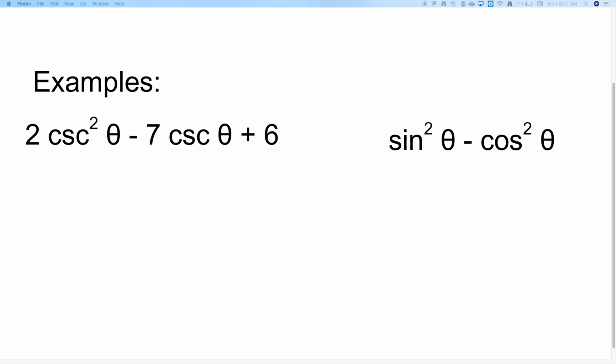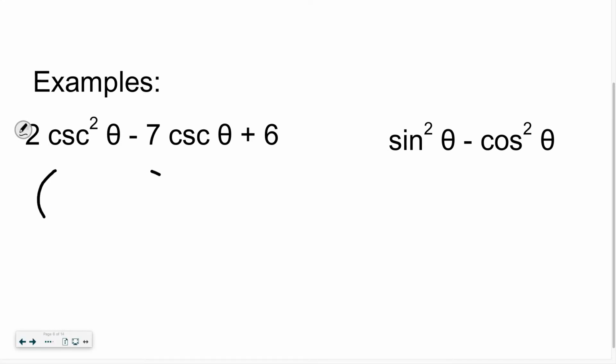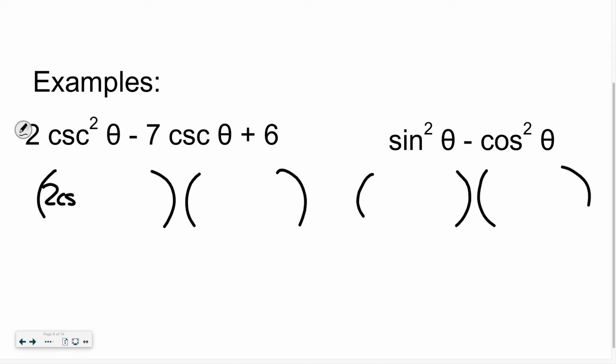Okay, so it's going to be 2 cosecant theta minus 3 times cosecant theta minus 2. Okay, let's see what we can do. Your first term is 2 cosecant squared theta. So to get the cosecant squared theta, you obviously want a cosecant times a cosecant, but you'll have to put a 2 in front of one of them. Okay, very good.